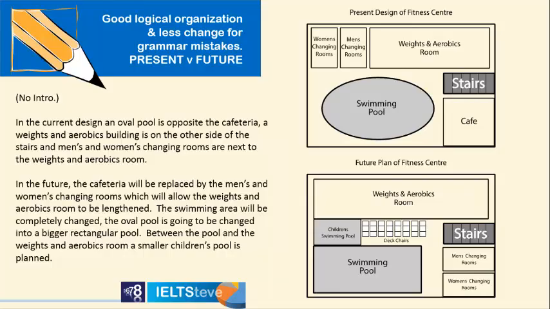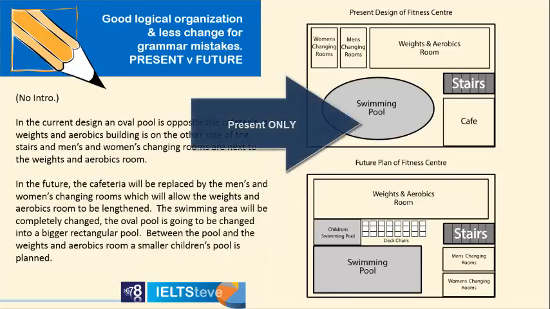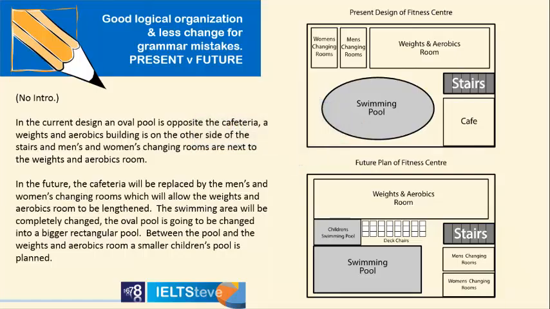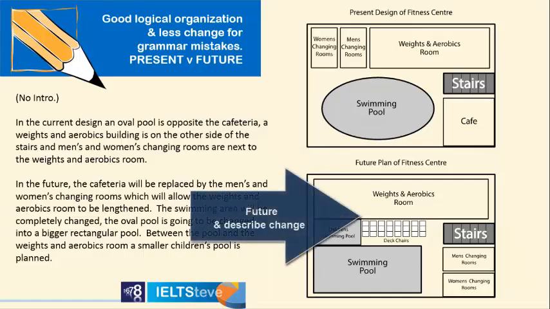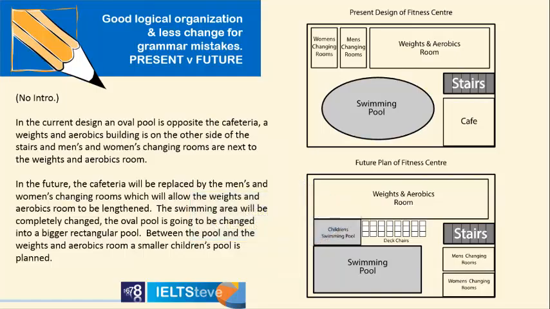Because, this is the reason, it's good for logical organization. There's actually a less chance also for grammar mistakes when you do that. So you just talk about the present in the present paragraph. And then you have a second paragraph for the future and the changes. And that makes it much more logical and easy for the examiner or the reader to follow. So just showing you with some arrows there what the person's doing. So you don't want to do it this way.